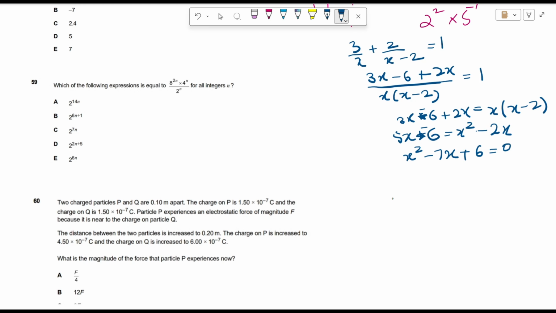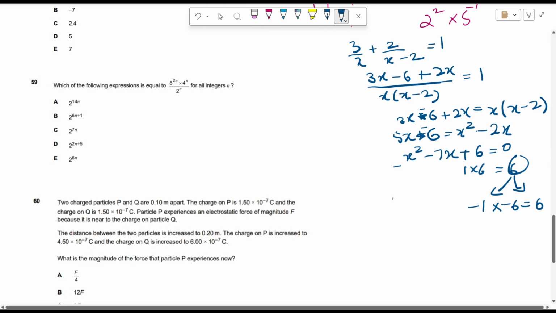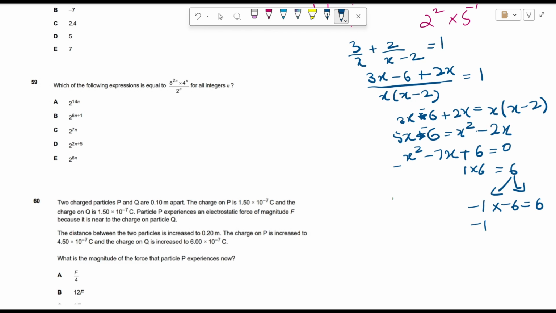Now we have to just do the middle term break. The initial coefficient is multiplied by the last constant term, which is 1 into 6, so it is equal to 6. Now we have to find the factors of 6 whose sum makes the middle term, which is minus 7. So can I multiply minus 1 into minus 6? Minus into minus is plus, and plus 6 would come, right? Now I take the sum of these two factors: minus 1 minus 6 equals minus 7. So now we have gotten our middle term as well.